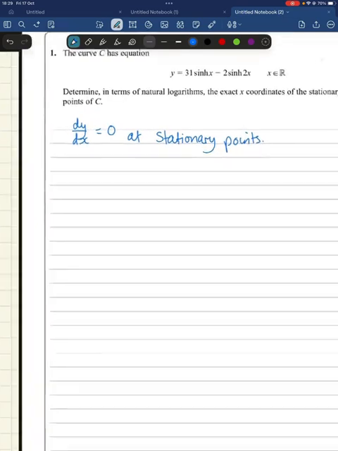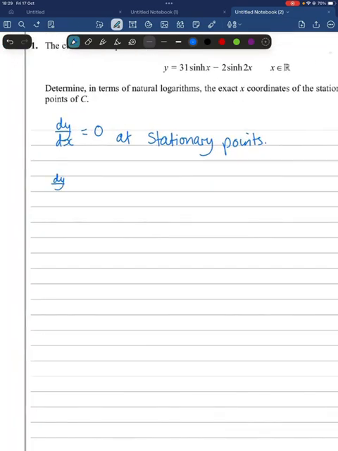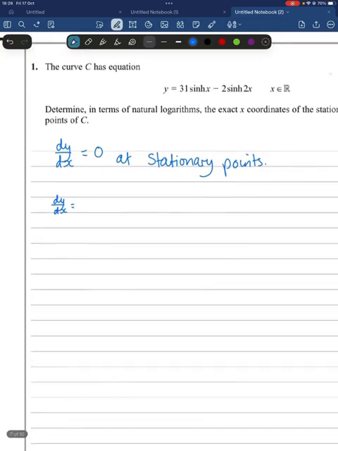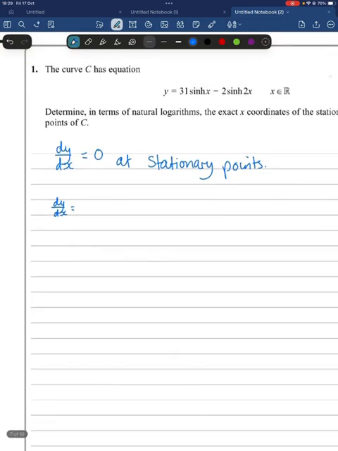Well, let's just work out what dy by dx is. So dy by dx, so 31 sinh x is just going to differentiate to 31 cosh x, minus 2 sinh 2x. Well, just like in the question we just did, that'll be 2 multiplied by the derivative of sinh 2x, which is 2 cosh 2x. So 2 times 2 is 4, so we get 4 cosh 2x.